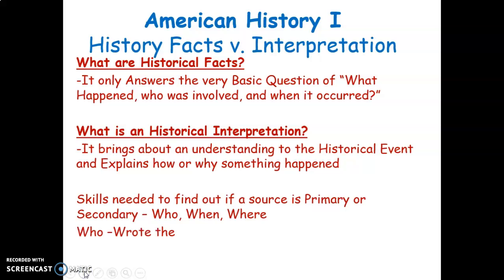The fun part is trying to understand why the historical event happened. It brings an understanding to the event, and it tries to explain why something happened. Kind of like Pearl Harbor, if you think about it. I always use this one as an example. It's pretty easy.